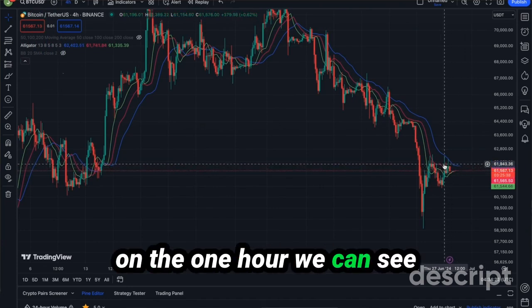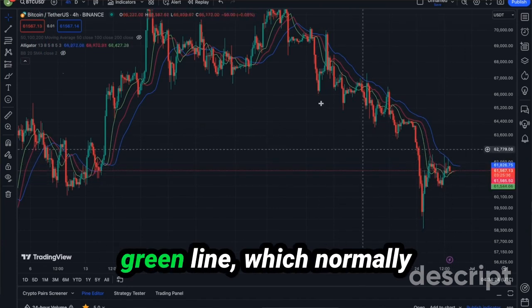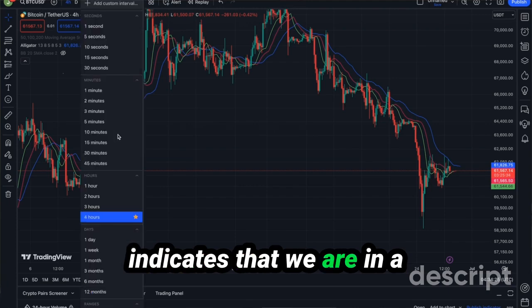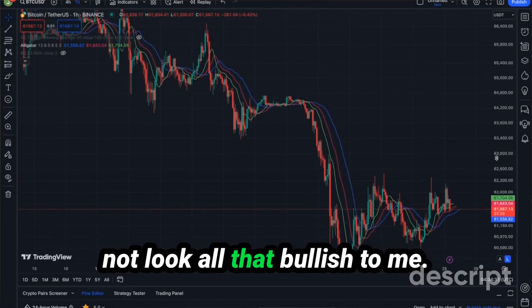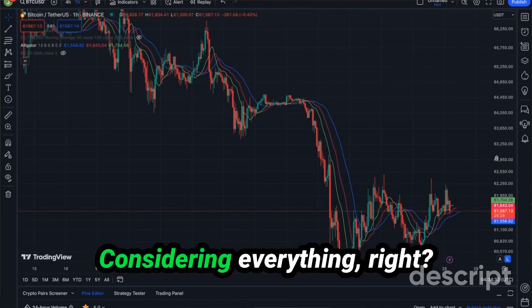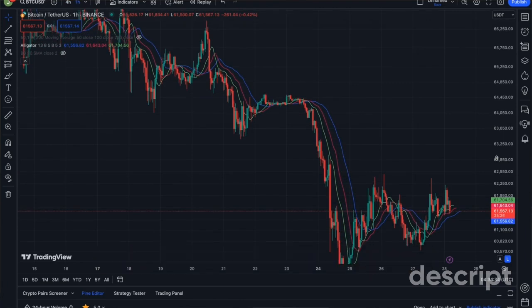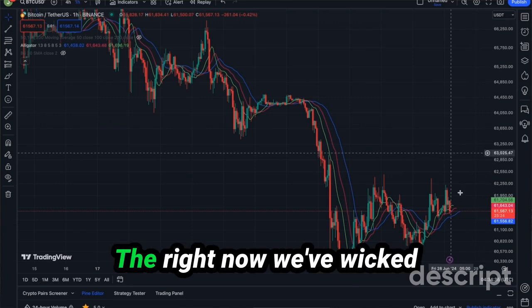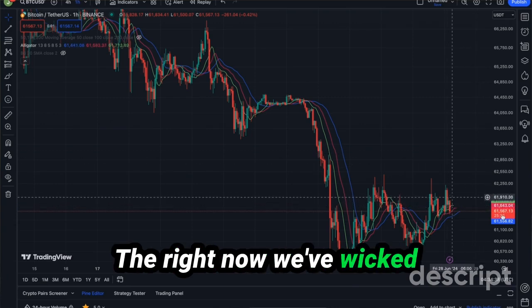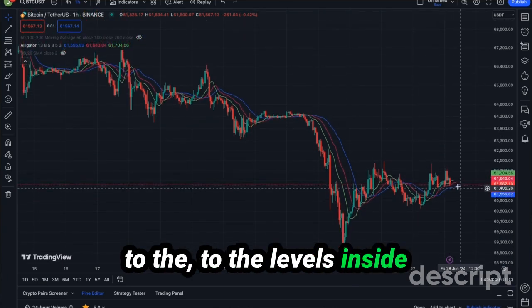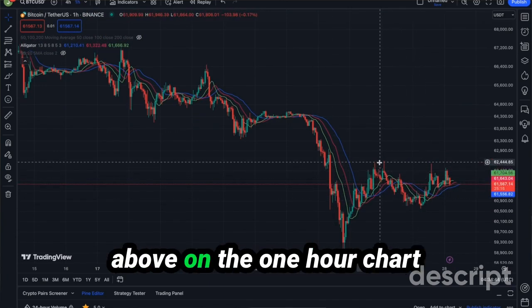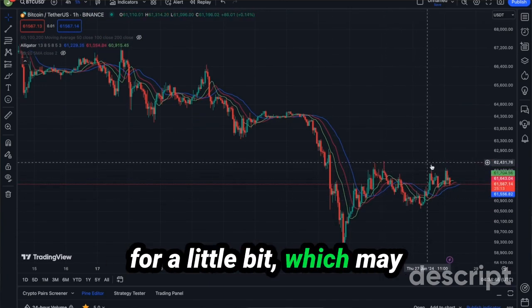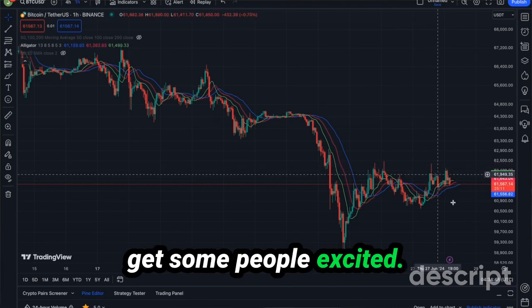On the 1-hour, we can see that we are already above the green line, which normally indicates that we are in a bullish sentiment, but it does not look all that bullish to me, considering everything, right? Right now we have wicked to the levels inside the alligator mouth again. However, we have been above on the 1-hour chart for a little bit, which may get some people excited.